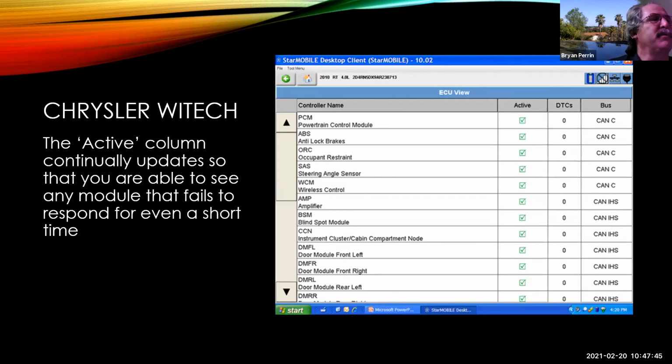This is Chrysler's factory scan tool. Not only does it have the active column that says the module's there, it has the added benefit of telling you not only which DTCs it has, but which network the module's on. That's cool. That's big time. The wiTECH is really a cool scan tool. It's just stupid money.